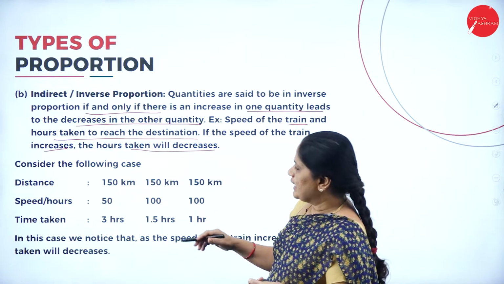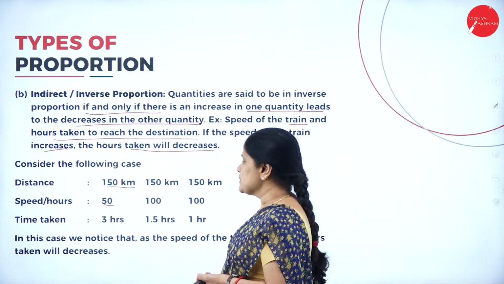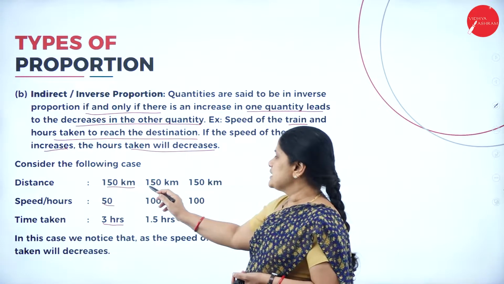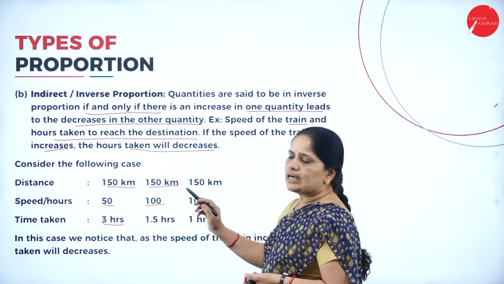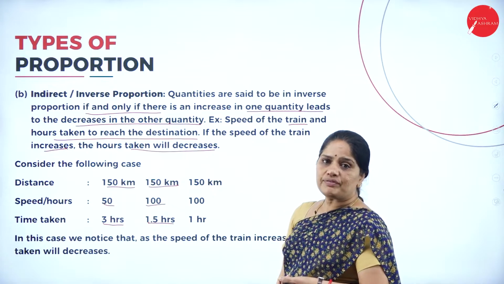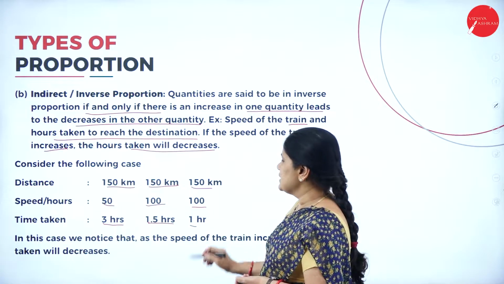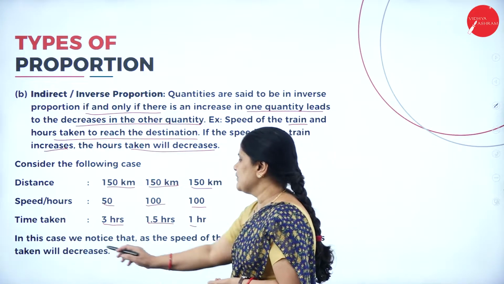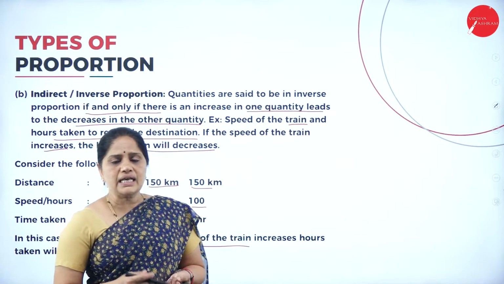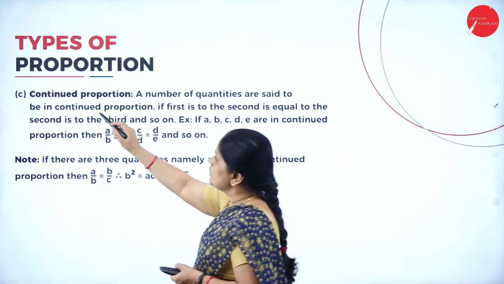So, consider the following. The distance is 150 kilometers. If you are going at 50 kilometers per hour, then the time taken is 3 hours. The distance remains the same, but if you are traveling at a speed of 100 kilometers per hour, then the time taken will be 1.5 hours. If the speed increases further, then we can travel it in 1 hour. So, as the speed of the train increases, the time taken decreases.